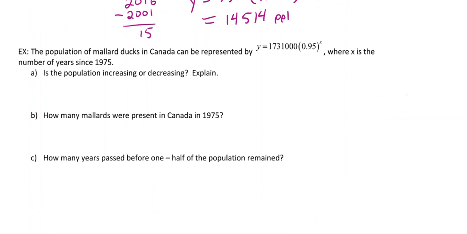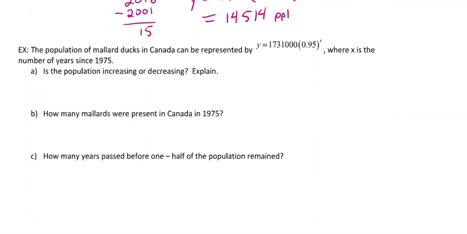Okay, the population of mallard ducks in Canada can be represented by this function, where x is the number of years since 1975. Is the population increasing or decreasing? What do you guys think? Increasing or decreasing for mallards? Yeah, decreasing. How do you know it's decreasing? It's less than 1. What would you say it is? It's decreasing by how much every year? By 5%. Good. You see that?